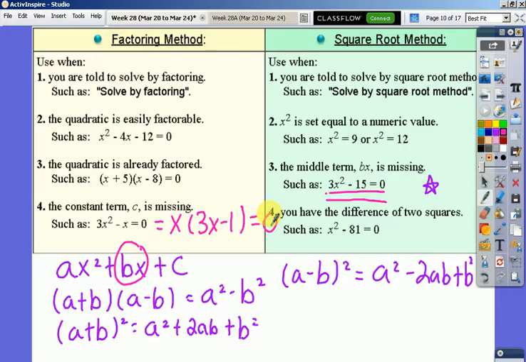You have a difference of 2 squares. I would say, either one at this point is pretty simple. If you recognize that this is x minus 9, x plus 9, from here, then you're good. If you don't remember that, then just add either one to both sides, take the square root, but remember that you have 2 answers.